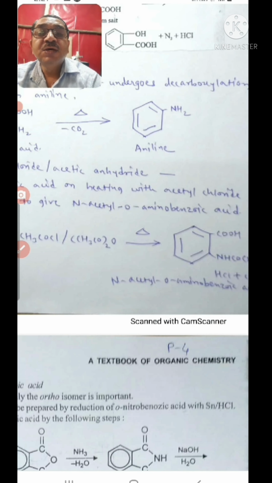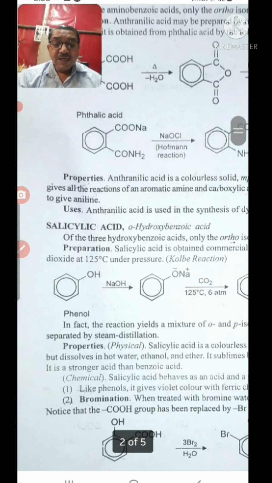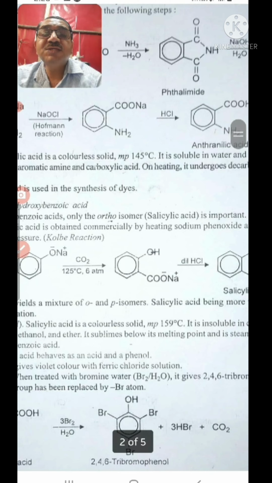Now considering the uses of this anthranilic acid, it can be used in the synthesis of various dyes. Another acid is salicylic acid, orthohydroxybenzoic acid. Of the three hydroxybenzoic acids, here also the ortho isomer is considered as the important one. Orthohydroxybenzoic acid, or we can say salicylic acid.